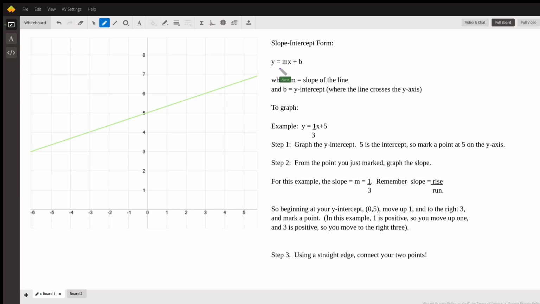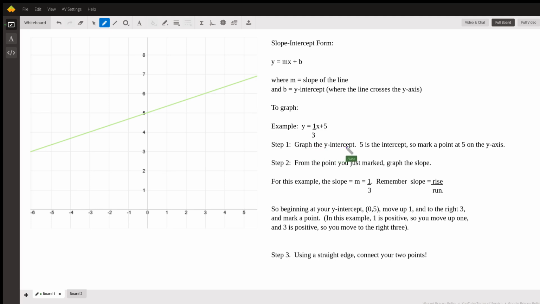So if we come over here, first it's important to understand that y equals mx plus b is your general slope-intercept form. More importantly, m is the slope of the line in the equation, and b is the y-intercept. Now, the y-intercept is just a fancy way of saying where your line will cross the y-axis. And your y-axis is the vertical axis going up and down. Okay, so let's skip down here to step 1.